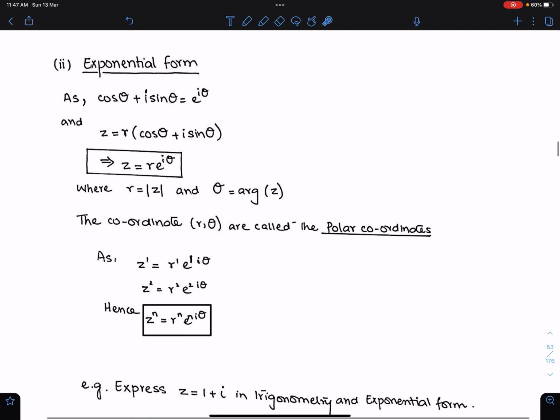Exponential polar form. As this result is equal to e power I theta, therefore by substituting this result into trigonometric polar form, we can get the exponential polar form. This is the exponential polar form, where r means modulus z and theta means argument z. The coordinates r theta are called the polar coordinates.